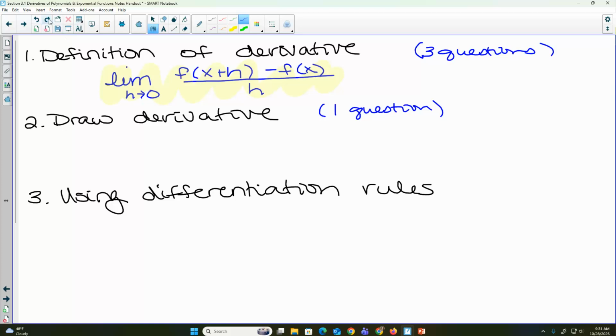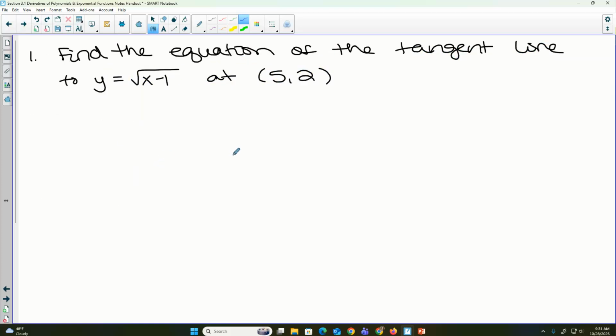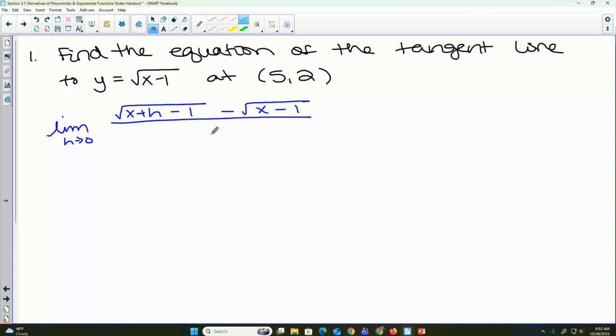So if I gave you something like this, I want the equation of the tangent line to the graph y equals the square root of x minus 1 at the point 5, 2. Can we even use our shortcut rules for this? No. So we have to do the limit as h approaches 0. f of x plus h says you go to this function, you replace x with x plus h, minus f of x, all over h. Is everybody with me there? What did we do anytime we had radicals?